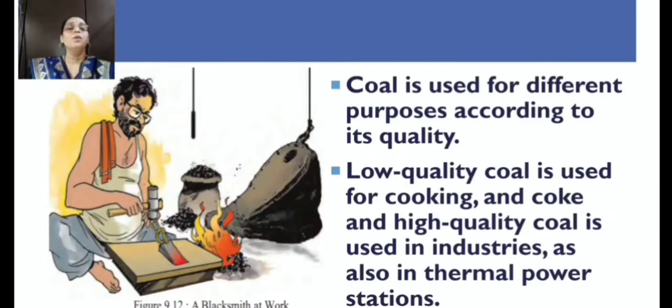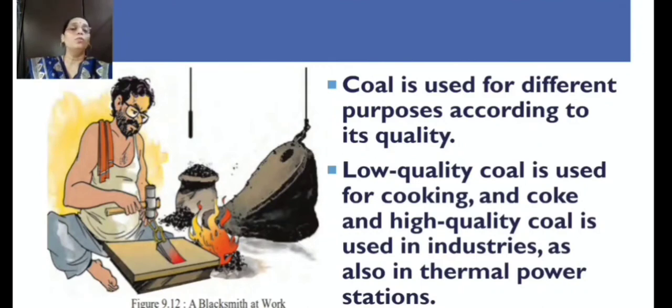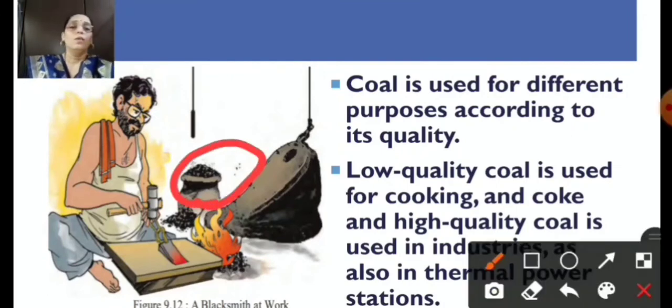Coal is used for different purposes according to its quality. Low quality coal is used for cooking and coke, and high quality coal is used in industries as also in thermal power stations. Now you can see in the picture, Figure 9.12, a blacksmith at work. He is using coal.